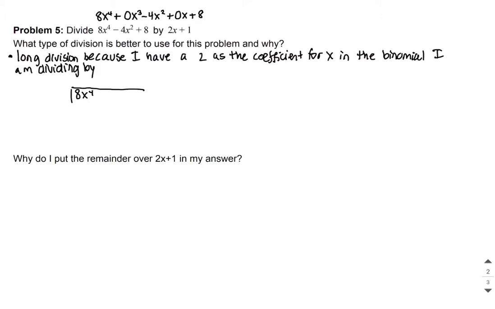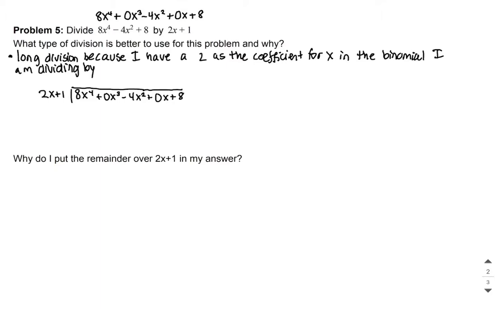my long division bar. So I have 8x to the 4th power plus 0x to the 3rd power minus 4x squared plus 0x plus 8. That way everything lines up and I don't get confused. On the outside, I'm going to have 2x plus 1. That's the thing I'm dividing by. And then I want to start seeing how many times does 2x plus 1 fit into these first two terms.